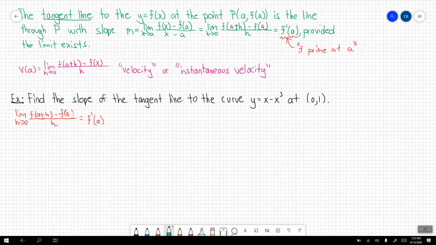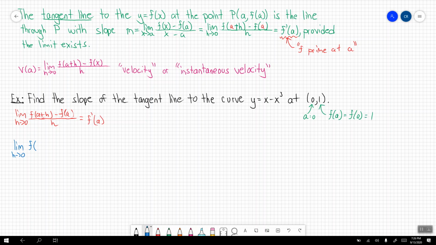Okay, so let's start using that difference quotient. Going through this whole process, we're looking at the limit as h is approaching 0. We're going to take our a value, and the a value that is given to us is given by the ordered pair. So a is equal to 0, and the second value is given by your f of a. In other words, f of 0 is equal to 1.